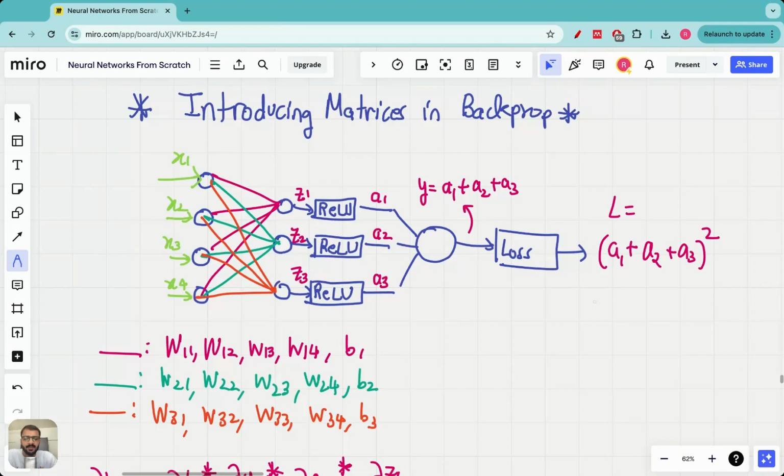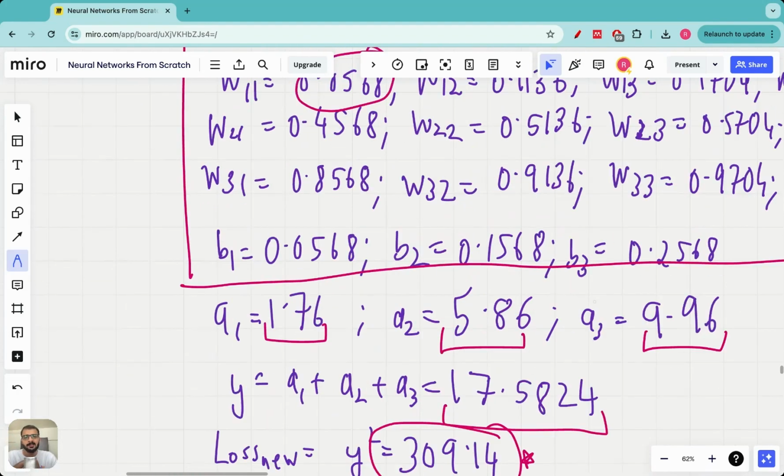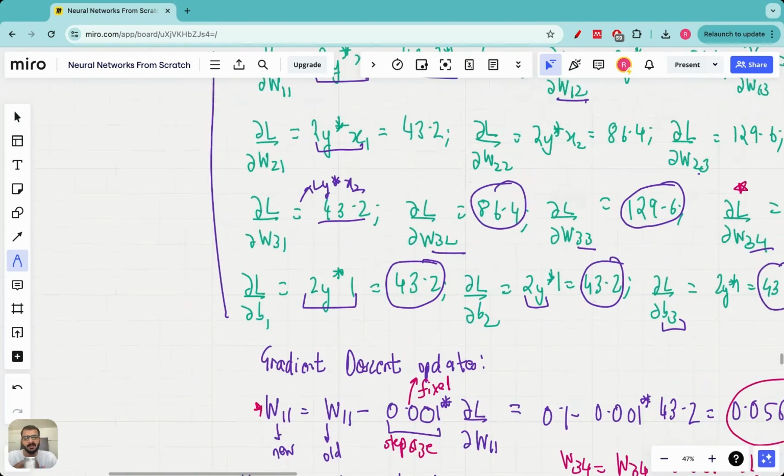Hello everyone. Today in the Neural Networks from Scratch series, we are going to introduce matrices in backpropagation. In the previous lectures on backpropagation, we looked at backpropagation through a neuron and backpropagation through an entire layer. So here are some of the notes from the previous lecture.